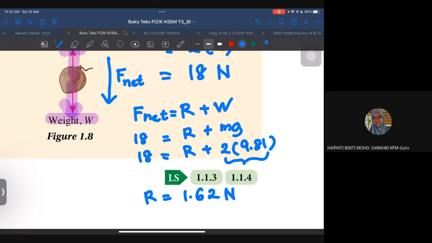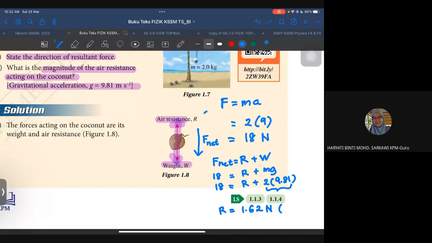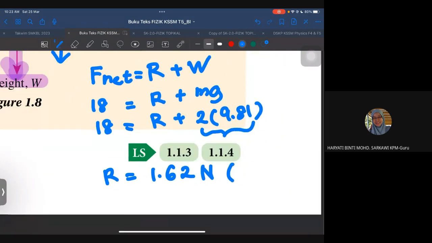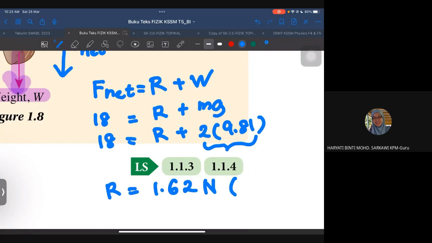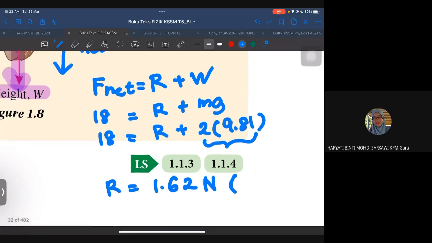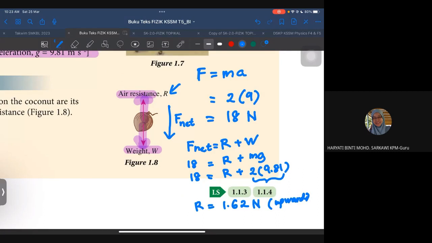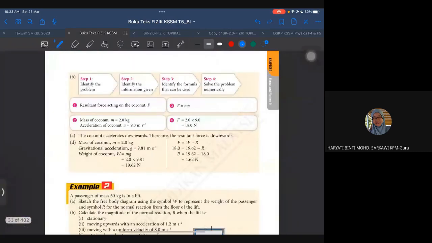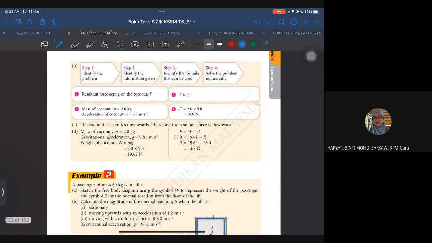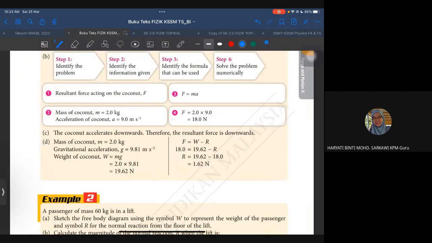Newton. Okay, if you want to write, the direction of R is actually upward, as shown in the diagram. So from here, you can write direction upward. Boleh, ya? So here you already have the steps. So you can read through.